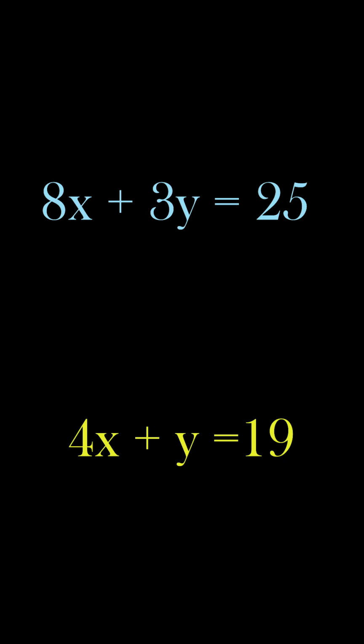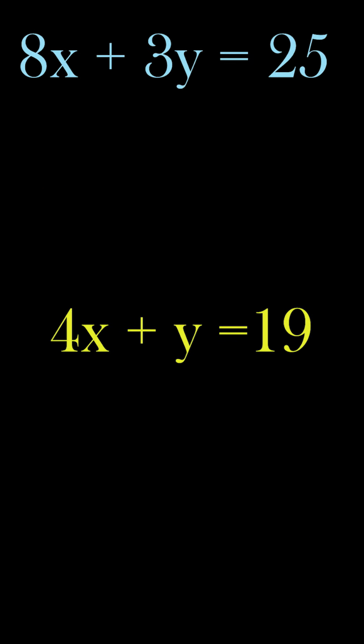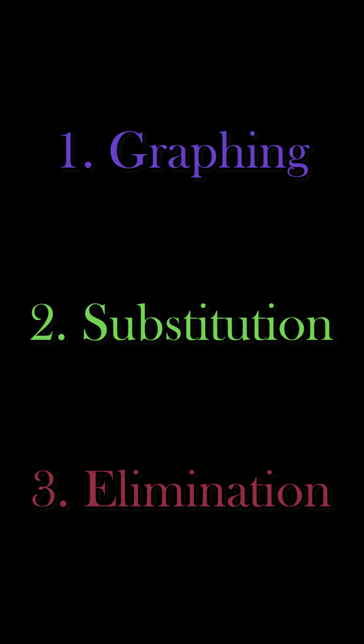So we have these two equations, ax plus 3y equals 25 and 4x plus y equals 19. These are called simultaneous linear equations and they are pretty easy to solve. In fact, they are so easy that there are 3 different ways to go about them. You can solve them through graphing, substitution, and elimination.